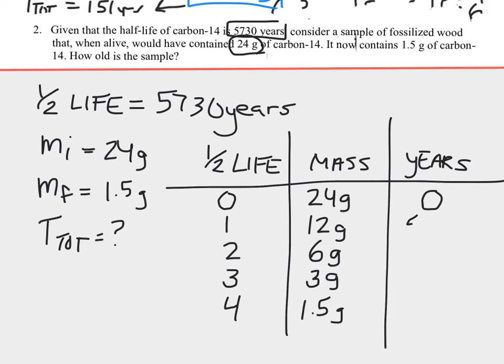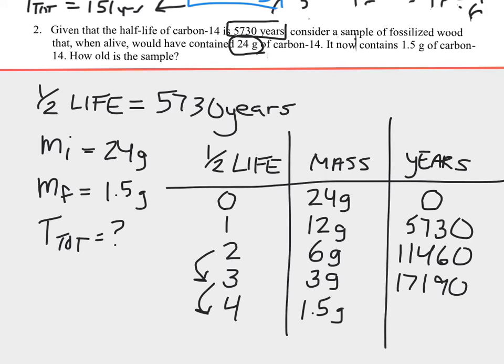After one half-life, it takes about 5,730 years. Now, if 2 half-lives have gone by, we have to add another 5,730 years. So I add 5,730, and I get 11,460. Since you go to another half-life, you have to add another 5,730 years, and that gives us 17,190 years. And after that, we add another 5,730 years, and you end up with a total of 22,920 years. So what does that mean?